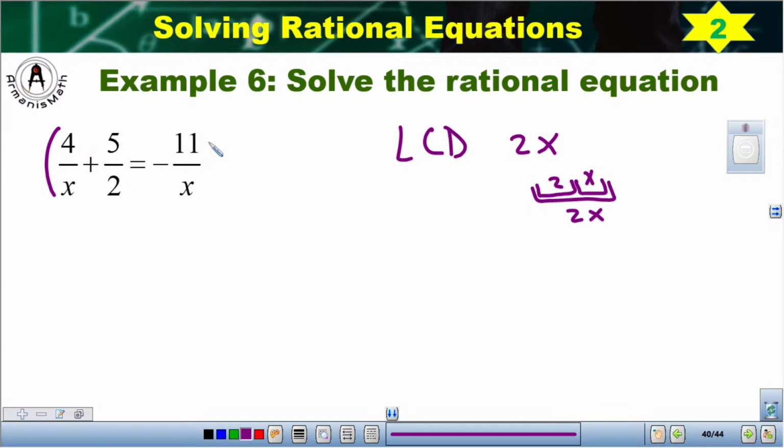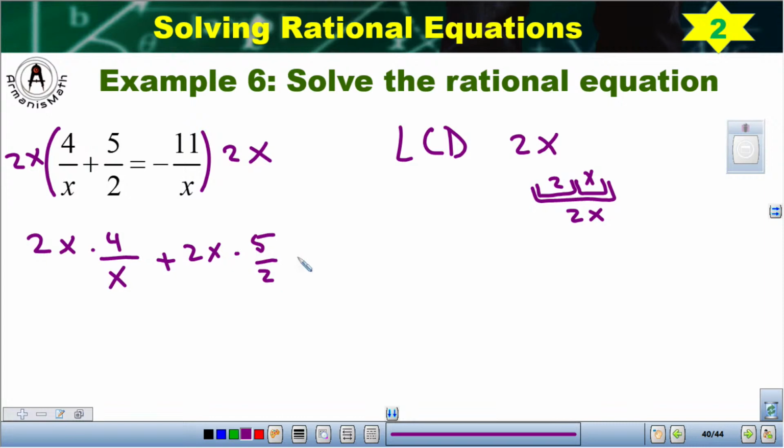Okay, so the whole spiel would be multiplied by 2x. What sides? All of them? All sides? Yes, all sides. So basically you're saying 2x times 4 over x plus 2x times 5 over 2 equals negative 11 over x times 2x. Just like that. The x's are going to cancel, which is going to leave you with 8, plus the 2 and the 2 are going to cancel, leaving you with 5x. The x and the x are going to cancel, which is going to leave you with negative 22.